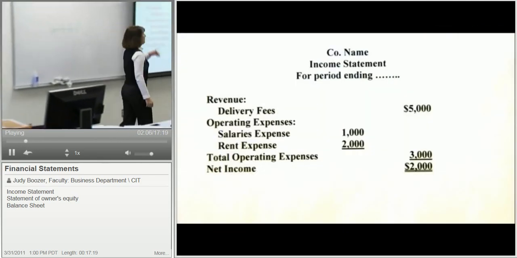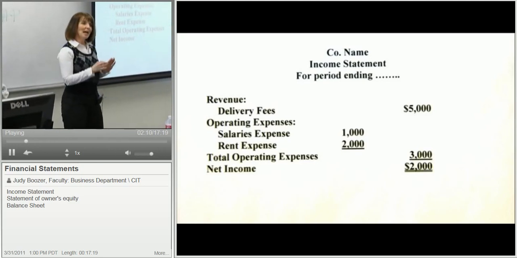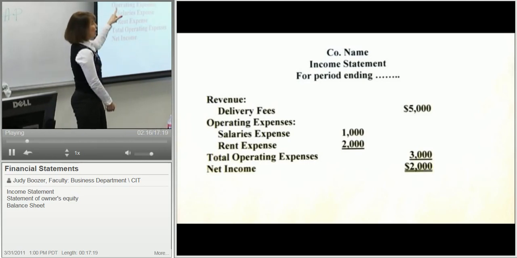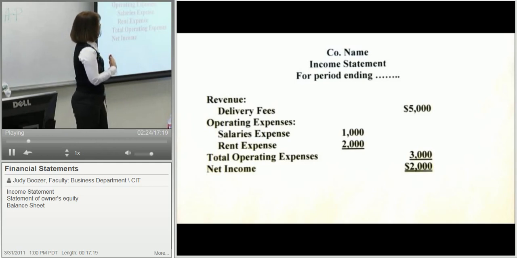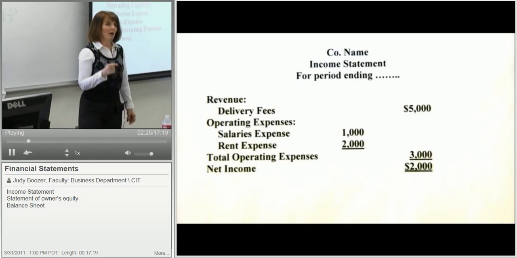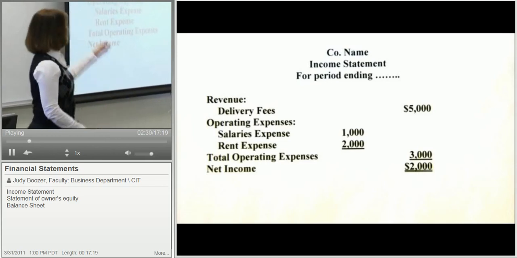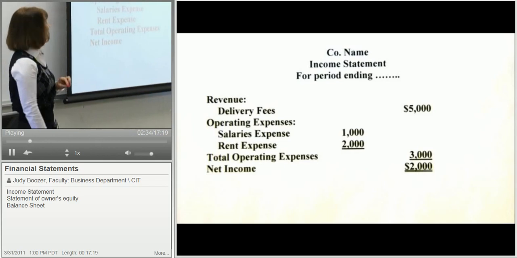Okay, first of all, take a look at the heading on this, because the heading is a 3-line heading and it must be on all financial statements. And it begins always with the same thing, company name. So whatever is the name of your company, that goes at the top. It's then followed by the name of the financial statement that you're doing. In this case, it is income statement.